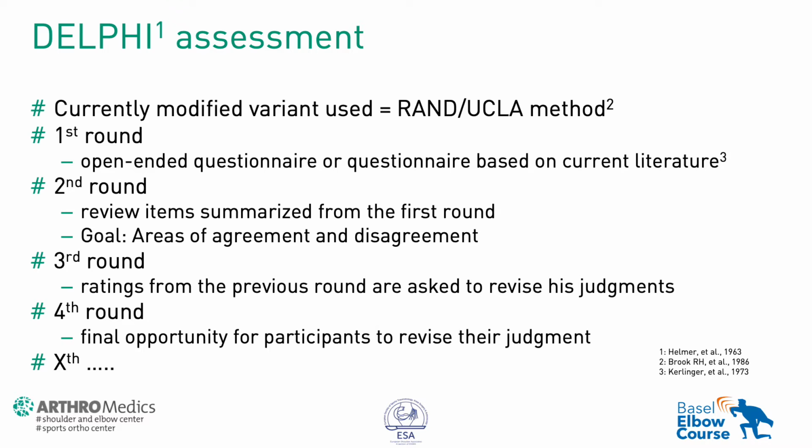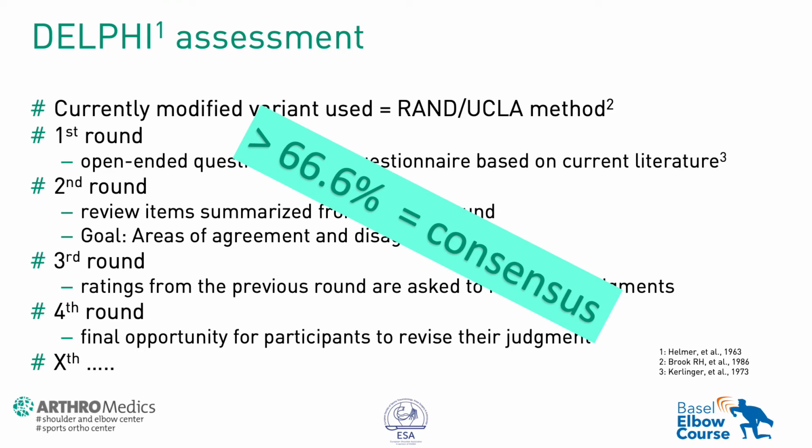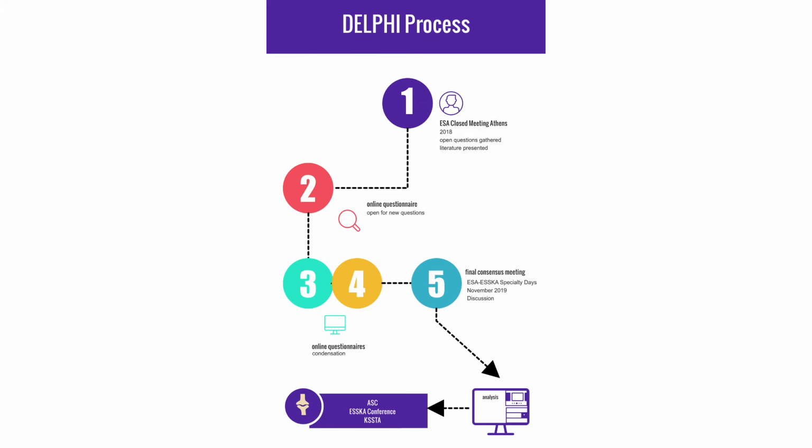And then, in the end, it's a funnel-shaped process, so we start with a lot of questions and we get down to fewer and fewer questions. So this might have up to 10 rounds. And over 66.6% is considered a consensus. This is our Delphi process.